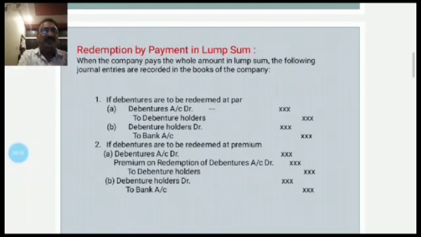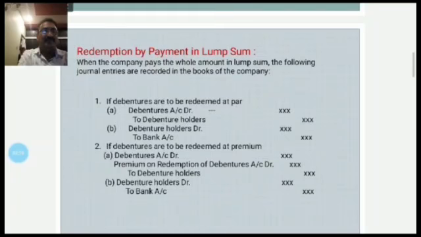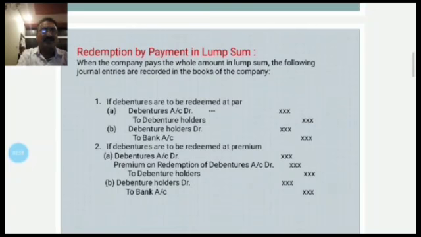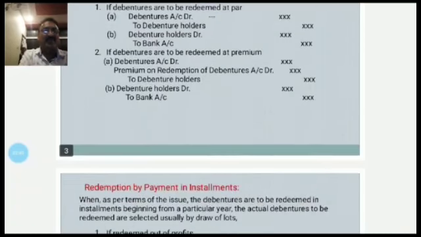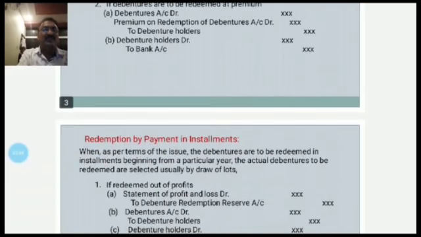If debentures are to be redeemed at premium, the premium is when the shares are issued at more than the face value, then the company can pass the journal entries. Debenture account debit, premium on redemption account debit, to debenture holders account. Second one is debenture holders account debit to bank account. That amount is credited to the bank account. The second method is redemption by payment in installments.